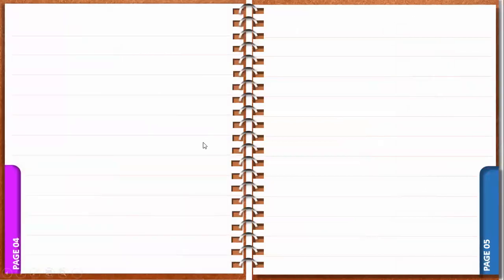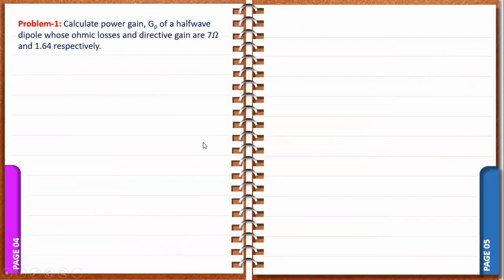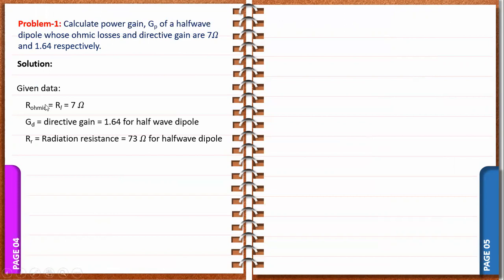Now we will be looking at a numerical problem which was asked in the university examination. The problem says: calculate the power gain GP of a half wave dipole whose ohmic loss and directive gain are 7 ohm and 1.64 respectively. Now going to the solution. Before working with the problem, let us write the given data first. So the ohmic loss or the loss resistance is given, that is 7 ohm, and the directive gain is also mentioned, that is 1.64 for the half wave dipole.